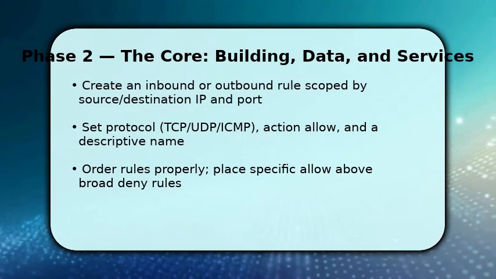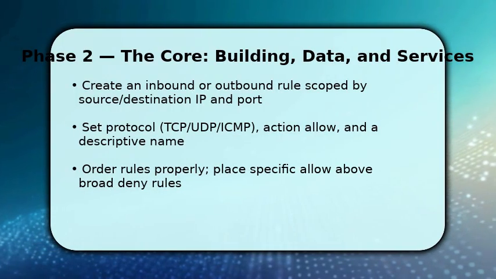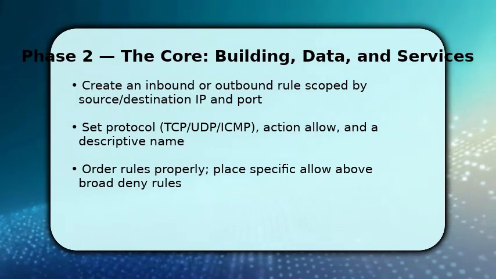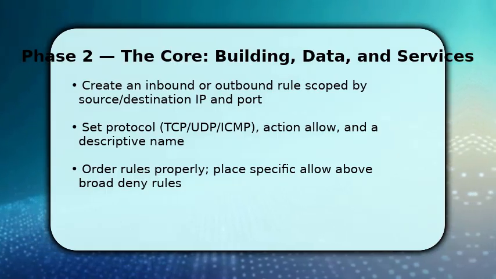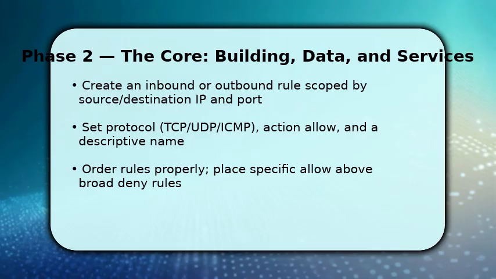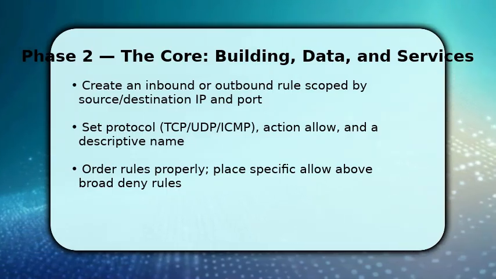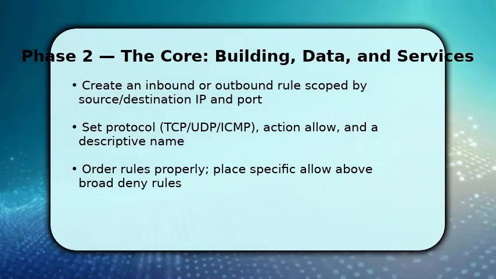Now you implement the rule. Open the Firewall Policy Editor and create a new rule specifying source, destination, port, and protocol. Choose TCP, UDP, or ICMP as required. Set the action to allow and add a clear, descriptive name so you can find it later.